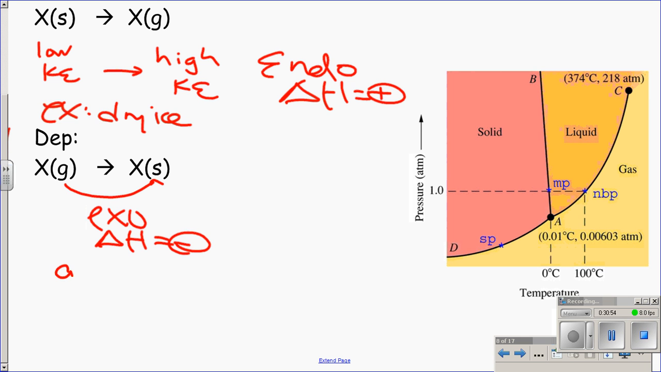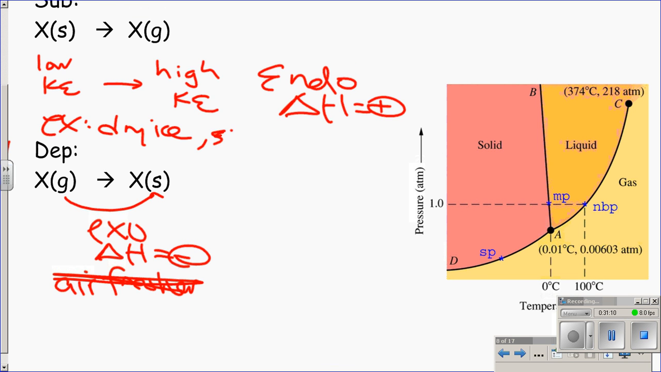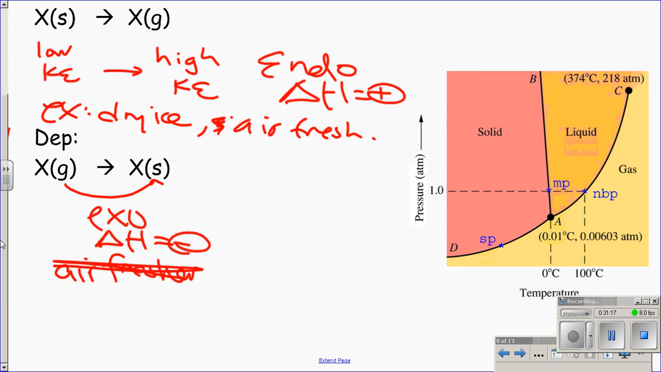A good example of this is an air freshener. You've seen those waxy looking air fresheners, and you put them out, and eventually they disappear. It's because they're depositioning. No, I lied to you. Sorry, this air freshener is the sublimation one. That's the one going from solid to gas because it's refreshing your home. And then a good example of deposition is frost on the ground, where in the morning the gaseous particles in the air have settled on plants and stuff, which is frost.